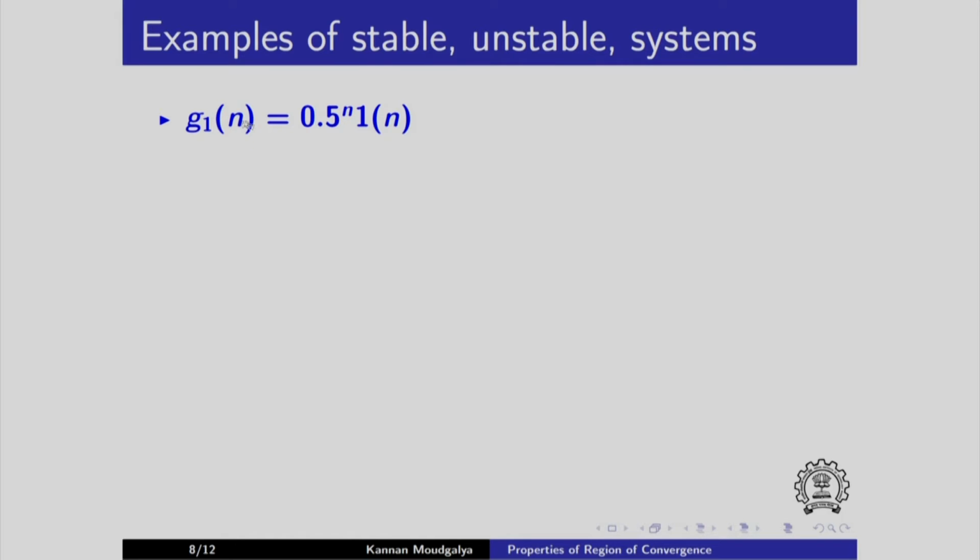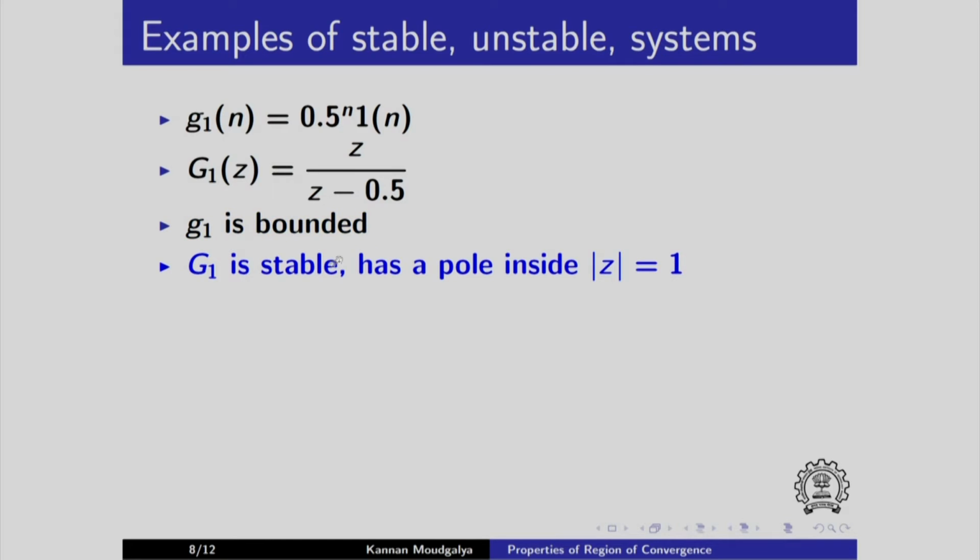So let us take g1 of n as 0.5 to the power n times 1 of n. When we take the Z transform, we will get this. I would want you to do this calculation and verify that we indeed get this. g1 is bounded. As n goes to infinity, 0.5 to the power infinity becomes 0. So we say that g1 is bounded. And where are the poles? The pole is at z equals 0.5 and it is inside the unit circle. So g1 is stable, it has a pole inside the unit circle. The pole is at 0.5.